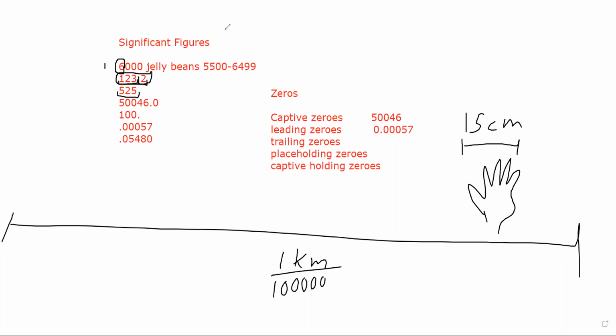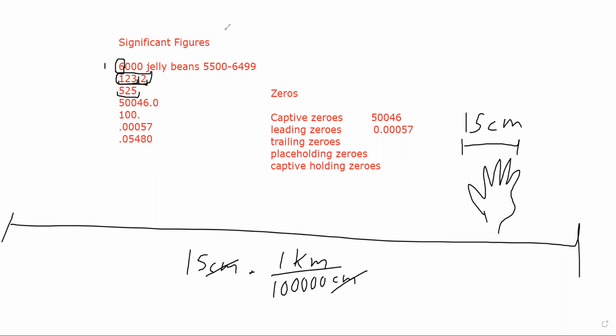Yes, that is the right amount of zeros. There are 100,000 centimeters in a kilometer, which means I'm going to take my 15 centimeters, and I want my units to go away. So I want centimeters over centimeters, and they'll cancel just like algebra, just like how you would cancel x's in fractions and whatnot.